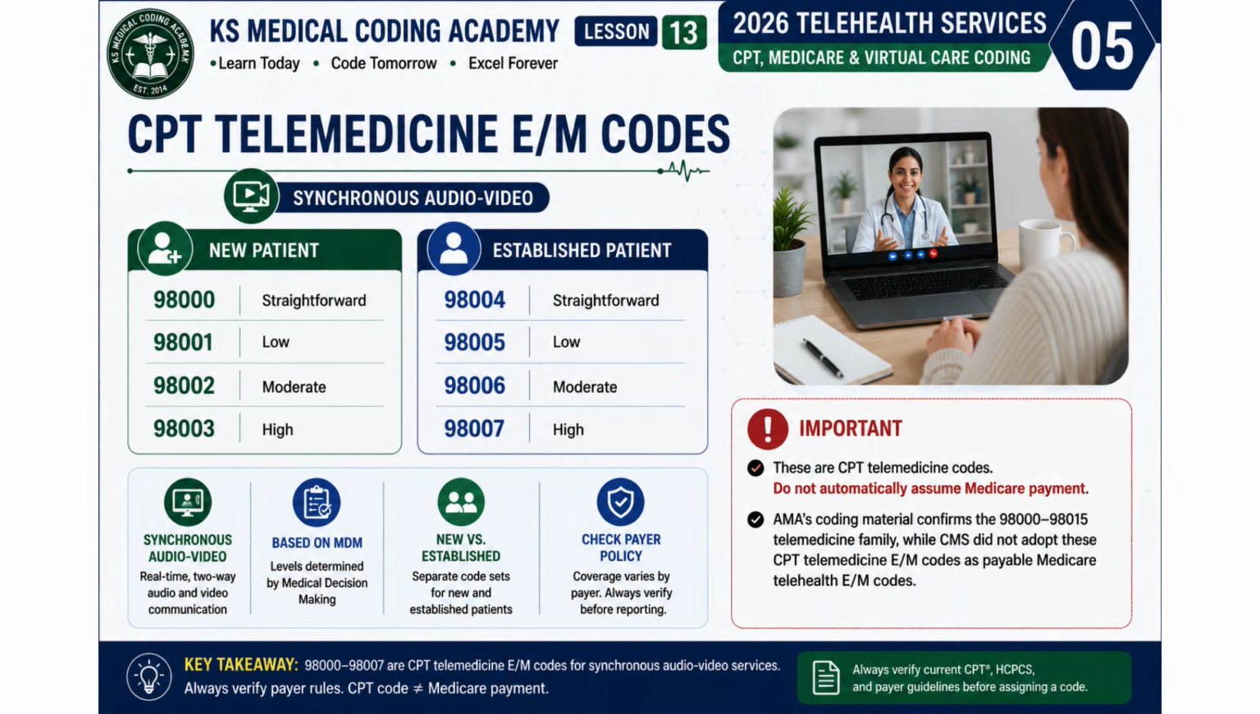However, there is an important point for medical coders. A CPT code does not automatically mean that Medicare will reimburse the service. The CPT code set and Medicare payment policy are separate considerations. Therefore, before reporting these codes, always verify the current payer-specific policy, including Medicare requirements. So, remember the key point. 98000 through 98007 are CPT telemedicine E/M codes, but code selection and payer coverage must always be evaluated separately.